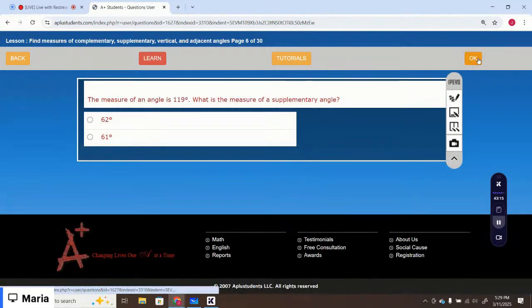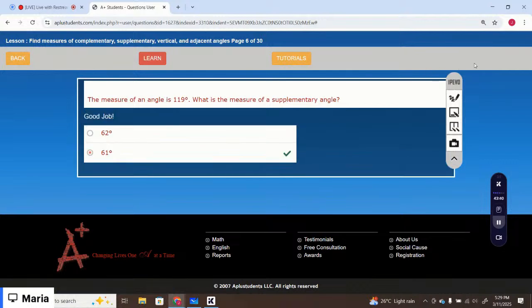The measure of an angle is 119 degrees. What is the measure of the supplementary angle? The correct option is 61 degrees. Option number two is the correct option.